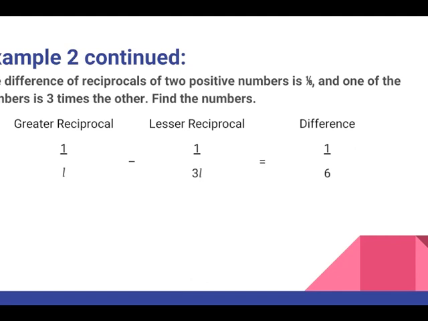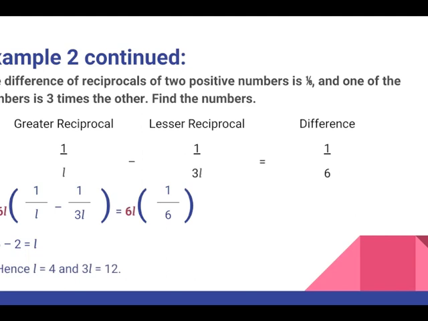And then I bet you guys can guess that we're going to do our favorite thing here and just multiply again by the least common denominator. So if we have L, 3L, and 6, then our least common denominator is going to be 6L. So if we multiply both sides by 6L, we can cross cancel our denominators. And it's going to give us that 6 minus 2 equals L. 6 minus 2, that's just 4. So we get that L equals 4 and 3L equals 12. So those are our two numbers, 4 and 12.